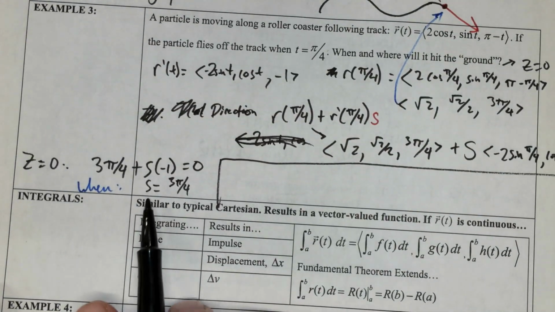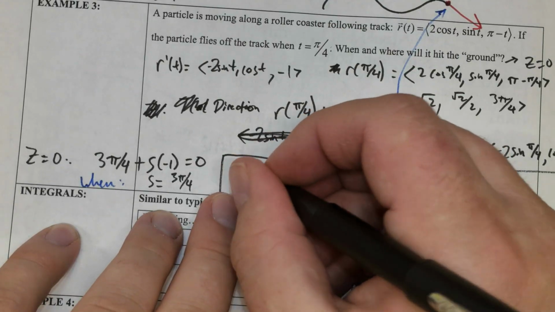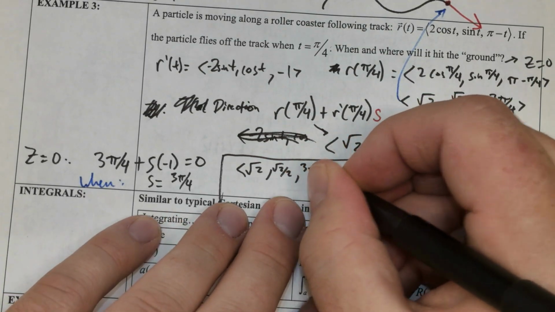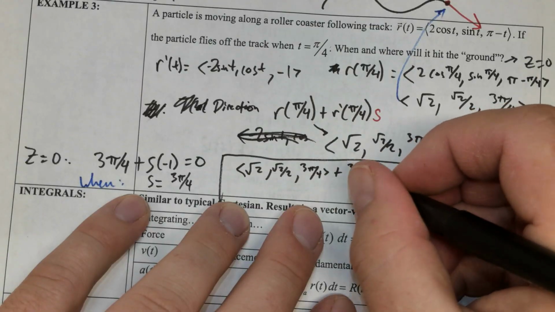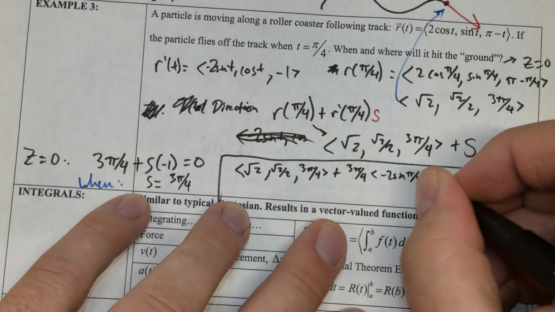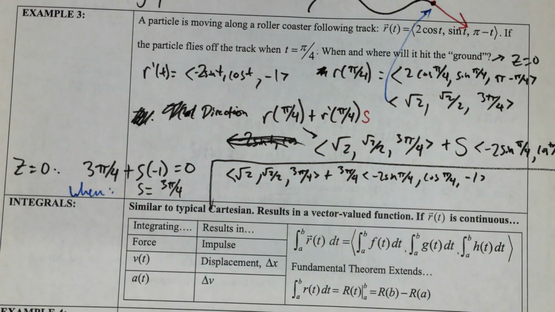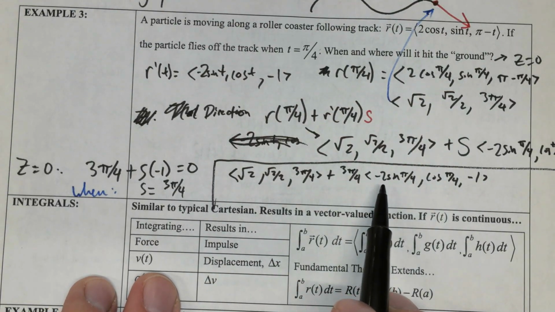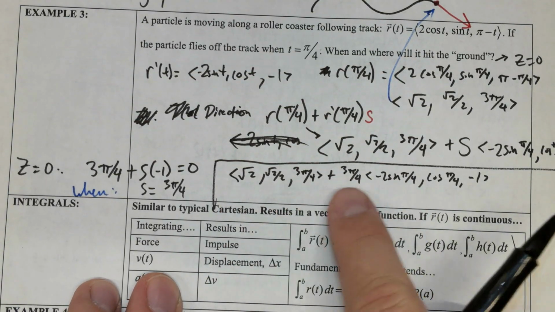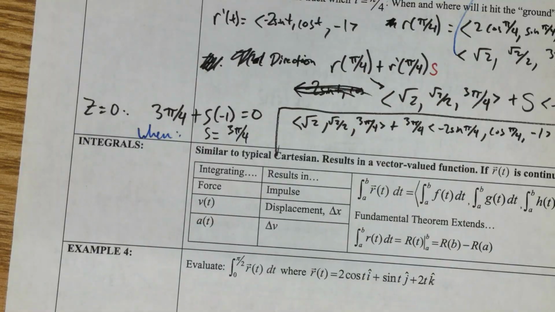And where is, again, when I plug in s. So that would be rad 2 over 2, 3 pi over 4, plus 3 pi over 4 times negative 2 sine pi over 4, cosine pi over 4, and negative 1. Now, I'm going to jump over some calculation here for a moment and just pop out the answer for the sake of space. You can do square root of 2 plus 3 pi over 4 times negative 2 sine pi over 4. Be right back.